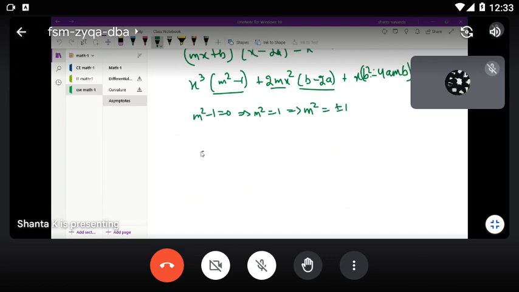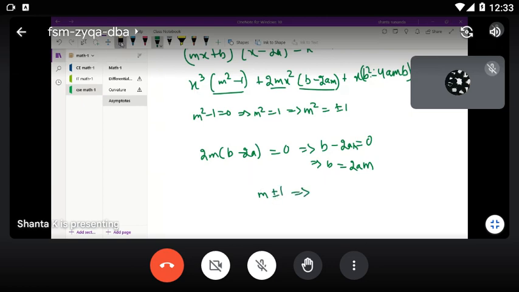Then we will look at the next term, 2m into (b minus a). We put it as 0 and m is non-zero. So we have b minus a equals 0, so b equals plus or minus a. So b equals am, and for m equals plus and minus 1.